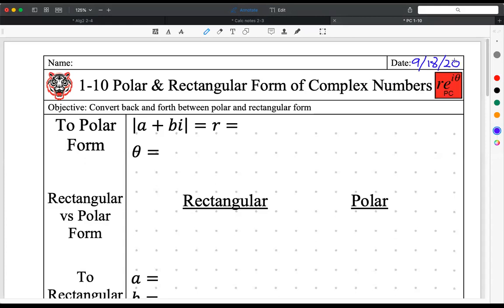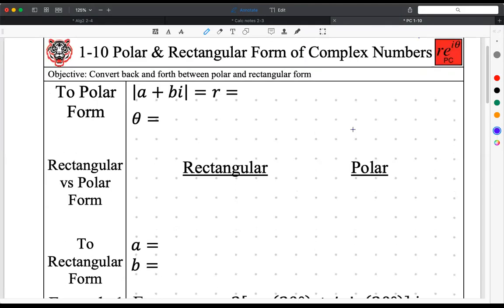Our objective today is to do what, Emily? Convert back and forth between polar and rectangular form. Yep, and you've kind of been doing that. I haven't been calling it polar form. I kind of added it after the fact in our notes from 1-9, which we learned all the way back on Monday. Anyway, we are going to be officially defining polar form, which is a really long and tedious form, but it's really, really nice too. It's the only way that we have to represent it.